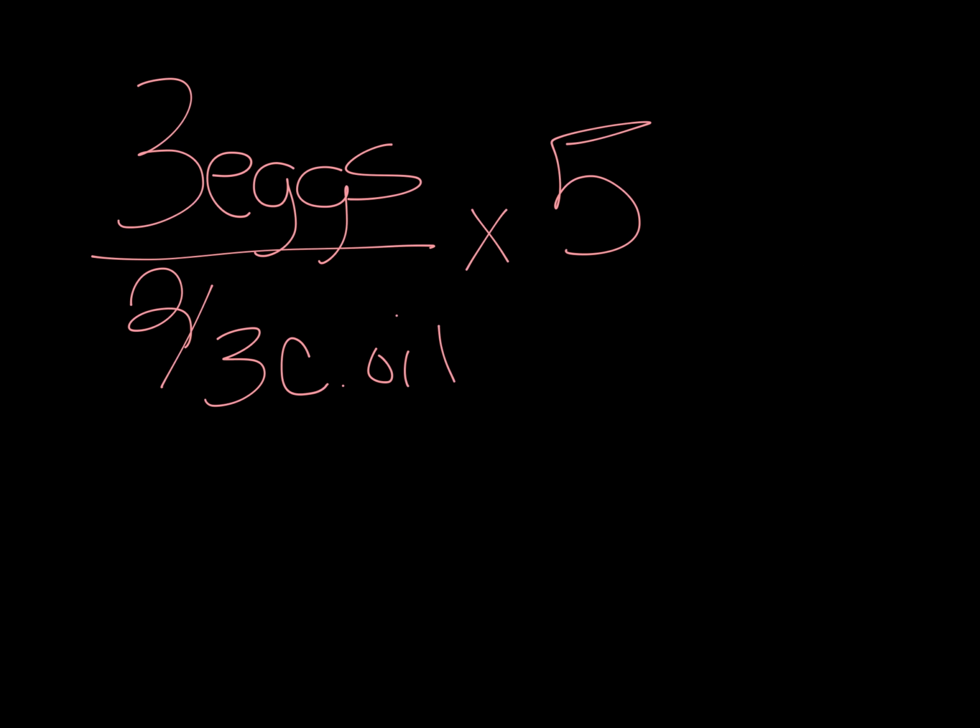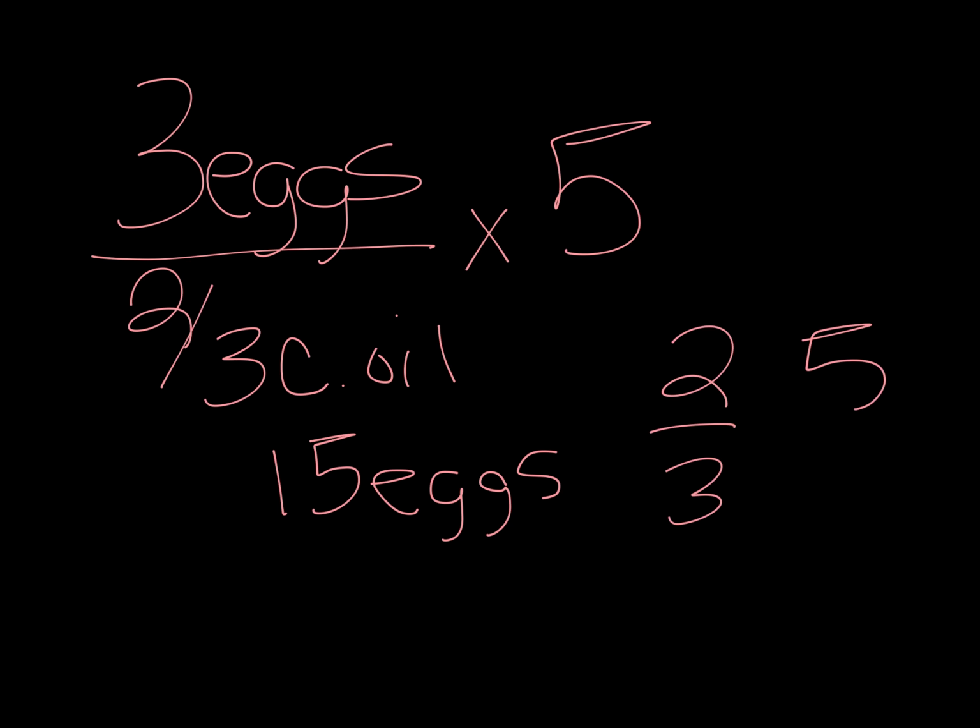Alright, so hopefully you did 3 eggs times 5 and got 15 eggs. That was pretty easy. The 2/3 is maybe the tricky part. So you're multiplying 2/3 times 5. So 2/3 times 5 means it's 5/1. So 2 times 5 would give you 10, and then 3 times 1 would give you 3. 10/3.